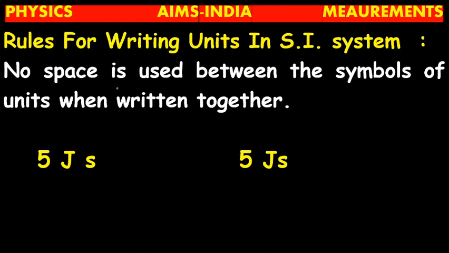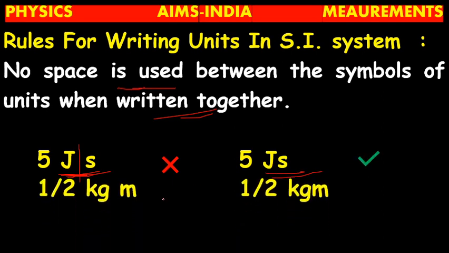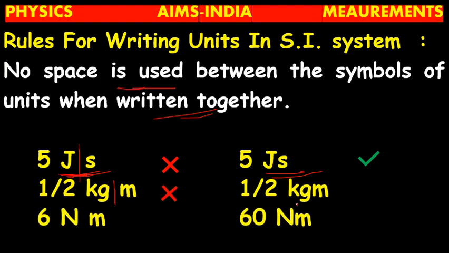No space is used between the symbols of units when written together. If I want to write joule second, if the unit is joule second, and here we have given space, that is wrong. Without space, if we write joule second, then it will be correct. Half kg meter, here gap is given, this is wrong. Half kg meter, this is right. 60 Newton meter, gap should not be given. 60 Newton meter like this, correct.